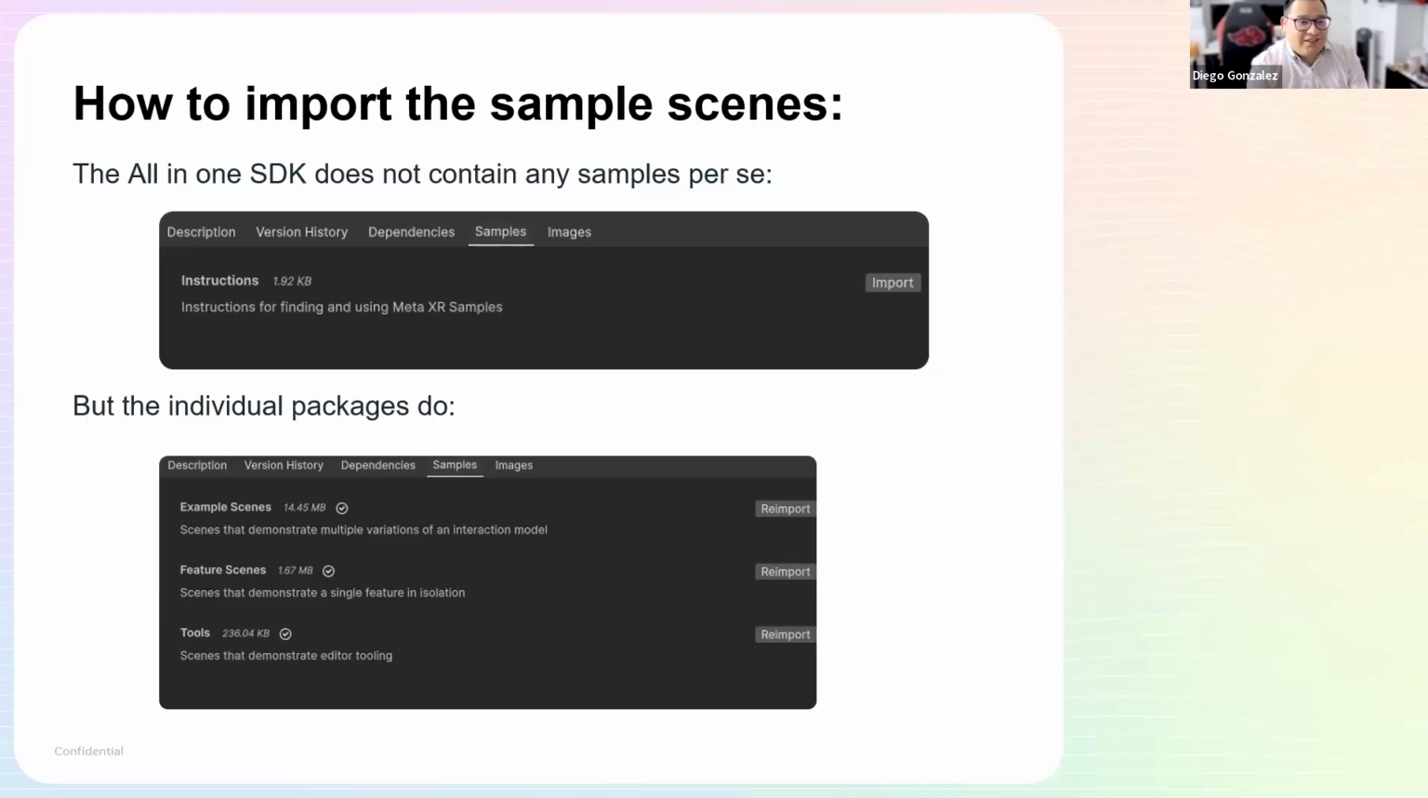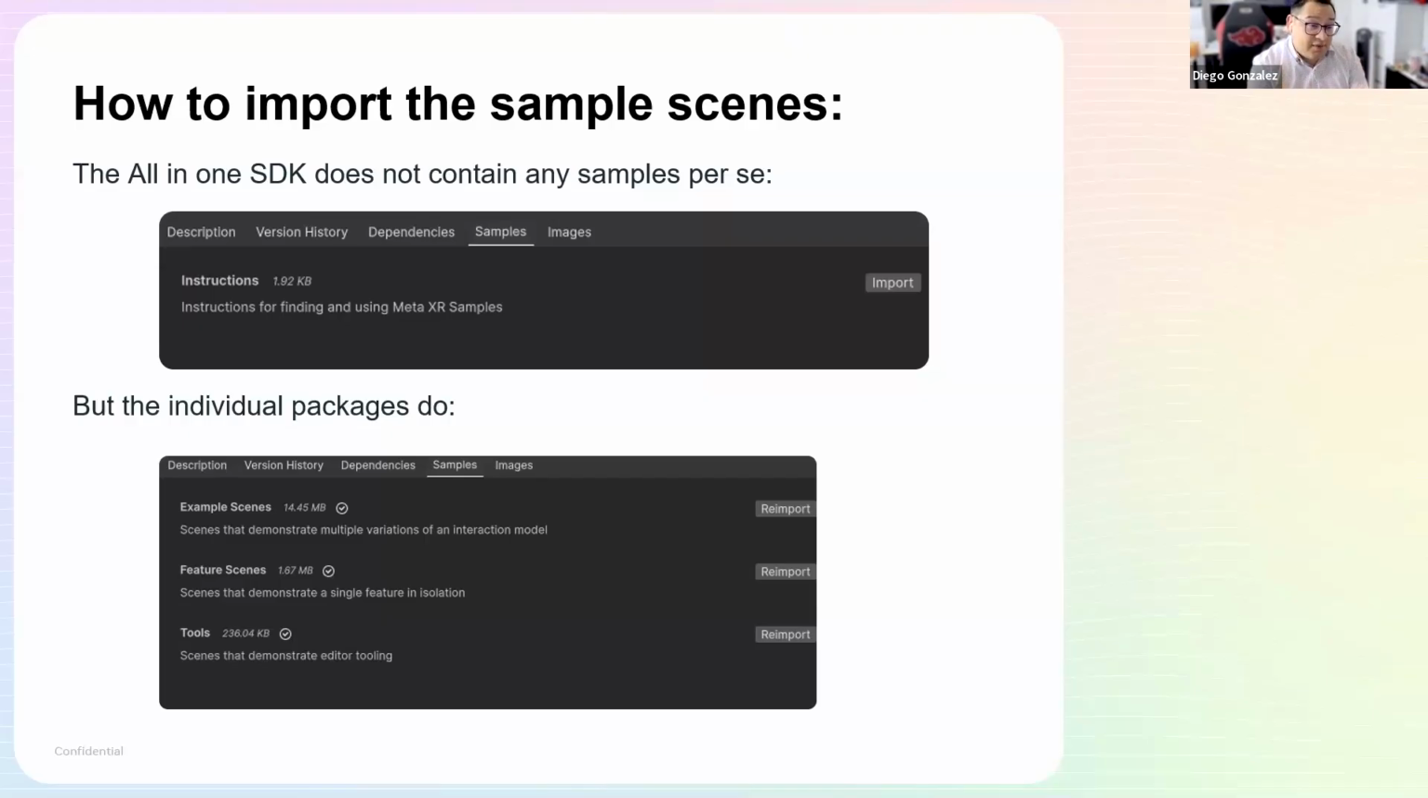Basically, what those instructions are going to tell you is that because of how well it's put together, every single package that is part of the all-in-one SDK comes with their own sample scenes. And this is great because it means that if you import everything, it's not gonna bloat your project with two versions of the sample scenes, for example, that I've seen some other branching packages do. But you can also choose and go and grab the ones that you need.